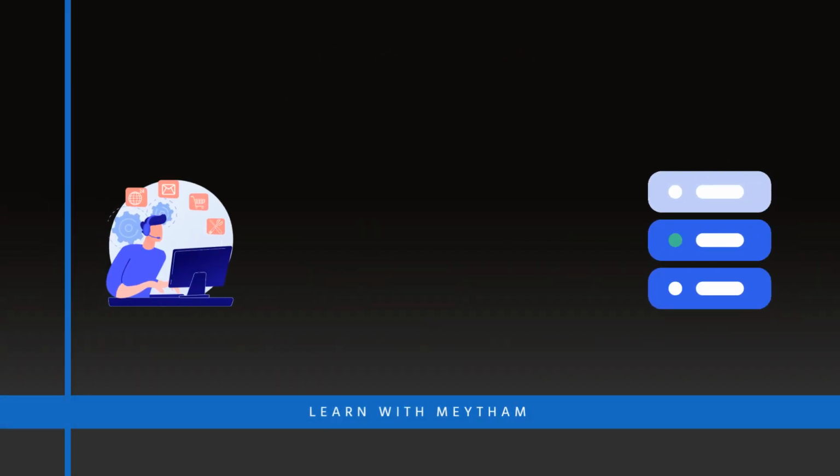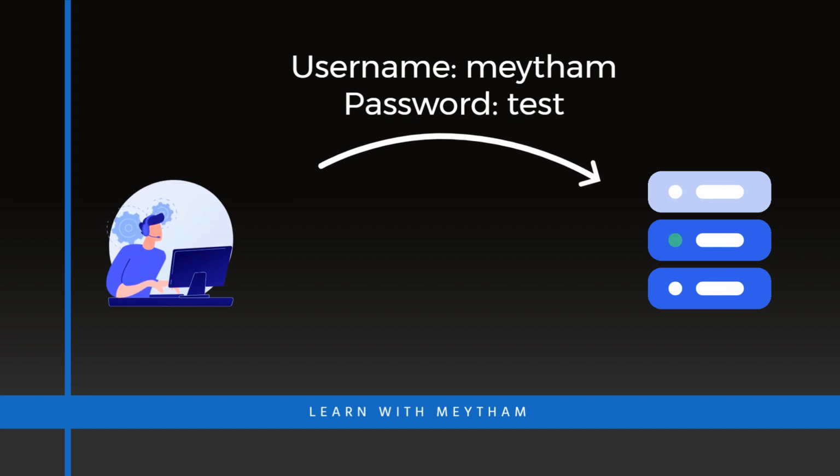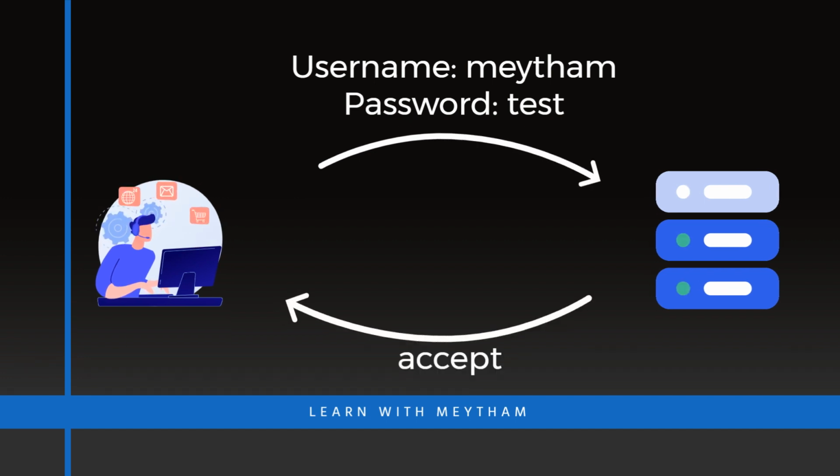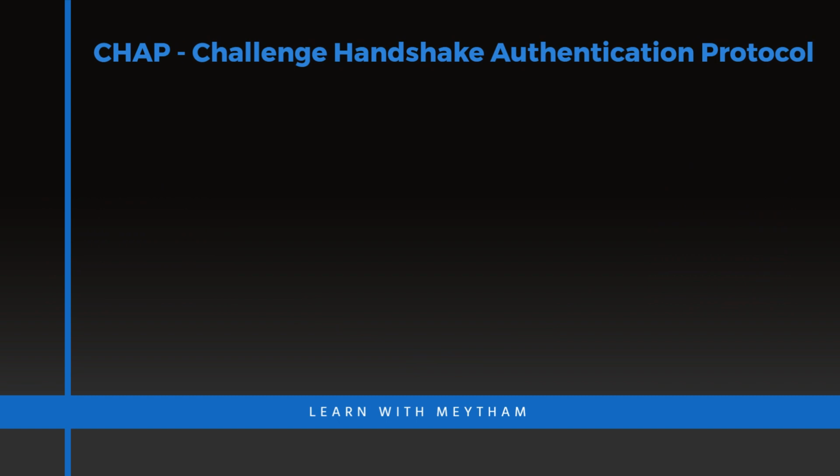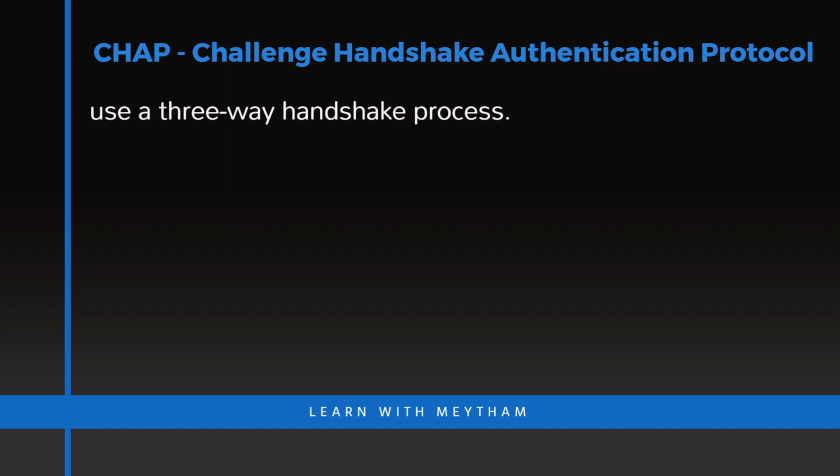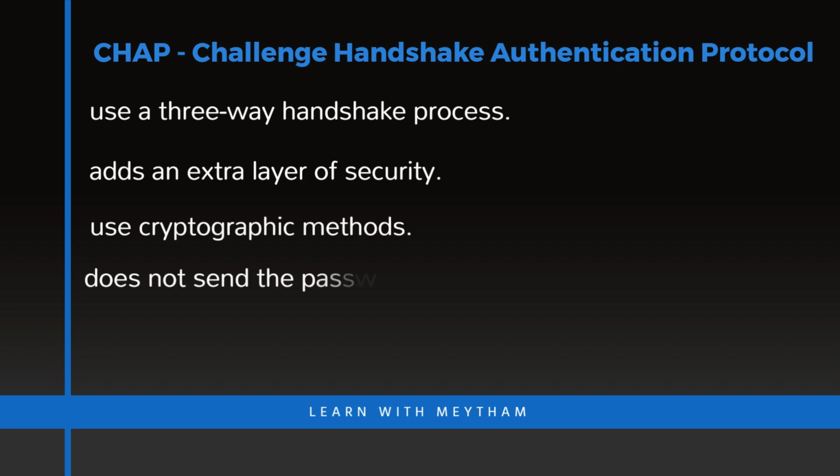As I mentioned, PAP uses a two-step process for authentication. The client sends its credentials to the server, and if they match, access is granted. Now, CHAP, or Challenge Handshake Authentication Protocol, takes things up a notch with a 3-step process. This extra step makes it more secure compared to PAP because it adds an extra layer of protection for user credentials. The reason CHAP was created in the first place was to fix some security issues in PAP, especially when it comes to point-to-point authentication.